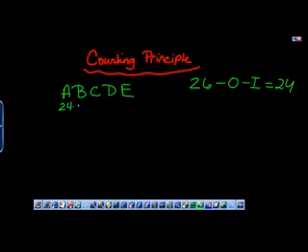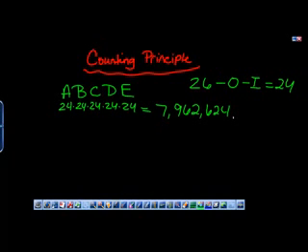So for here, there are 24 options. For B, or for your second option, there are 24. For the third, 24, 24, and 24. Multiply those together. 7,962,624 possible license plates.